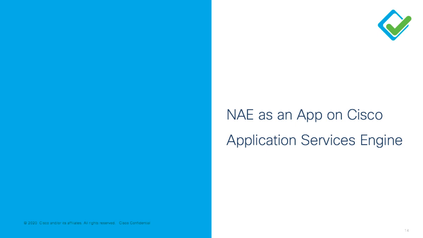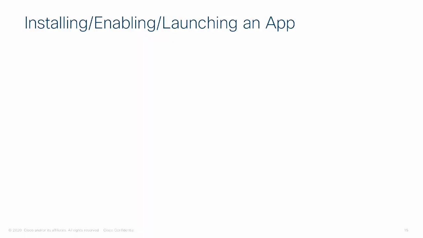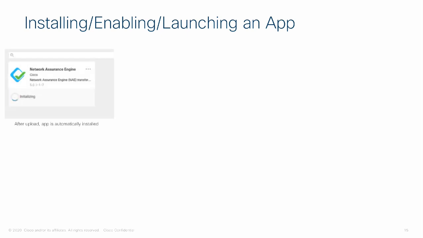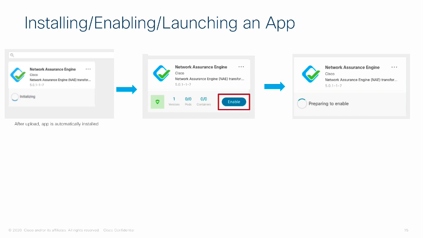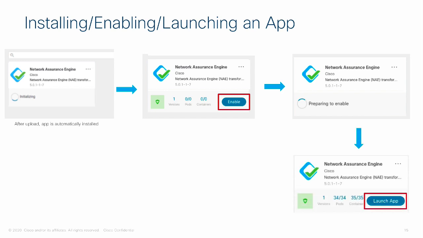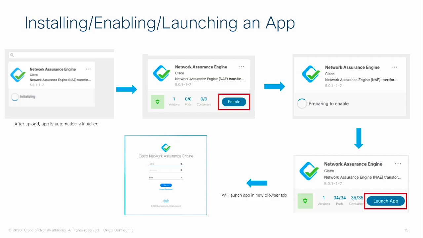NAE now can run as an application on Service Engine. Users can use the standard process to upload, install, and launch the NAE app on Service Engine. Start with getting the NAE app from Cisco App Center, uploading it to Service Engine, enabling it, which will essentially get the app installed. Then the app is ready to be launched. Click on the Launch App button, then you'll have an NAE instance running on your Service Engine.